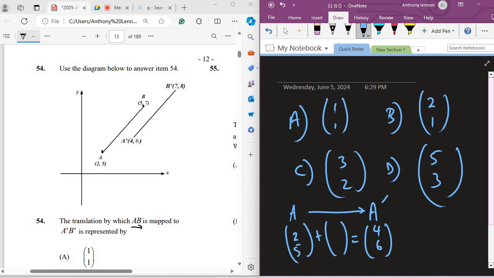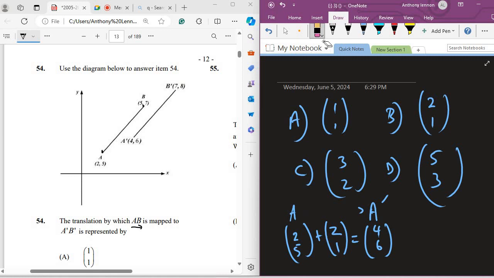What do we add to 2 to get 4? And what do we add to 5 to get 6? We basically subtract, right? 2 from 4 is 2. That means 2 plus 2 is 4. 5 from 6 is 1. That means 5 plus 1 is 6. So it's 2, 1. That's it. That's the translation we're looking for.